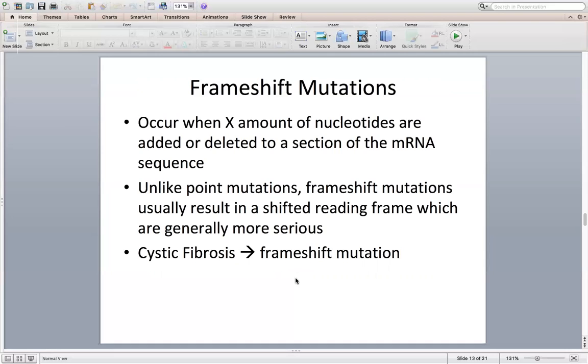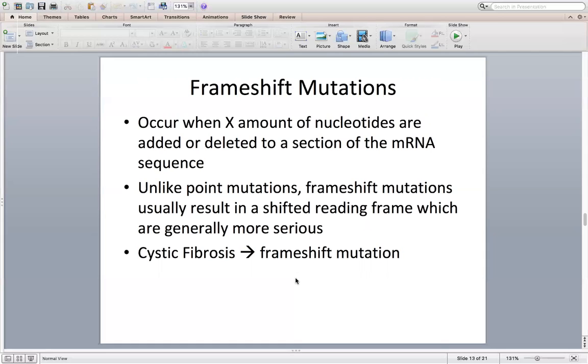So unlike point mutations, frameshift mutations usually result in a shifted reading frame, which has more serious consequences. And this also depends heavily on where within the DNA sequence the mutation occurs. An example of a frameshift mutation is cystic fibrosis. In cystic fibrosis, a deletion occurs at codon 508 of the polypeptide chain. That codon 508 is in the region that encodes for the CFTR chloride channel gene.